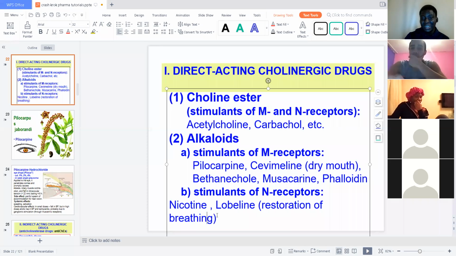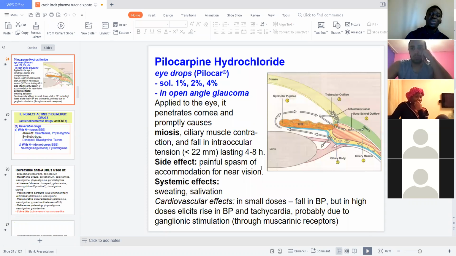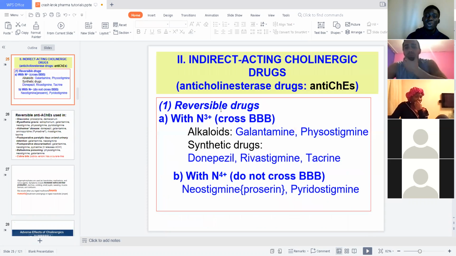Lobeline restores breathing. Okay, so now we're going to talk about the function of pilocarpine. Pilocarpine can be used to treat glaucoma. Why does it help in glaucoma? Because it decreases intraocular pressure by decreasing aqueous humor production. So if you get a KROK question asking what drug is used to treat glaucoma, you can say pilocarpine, because it decreases intraocular pressure. Now we're going to move on to the indirect acting drugs.